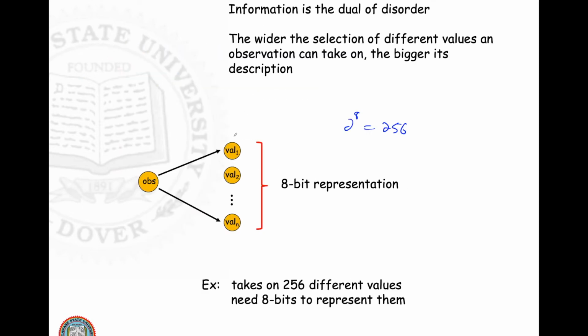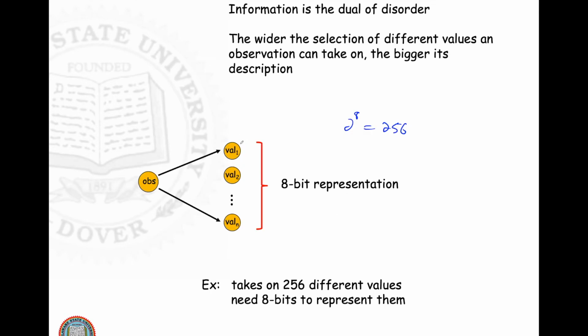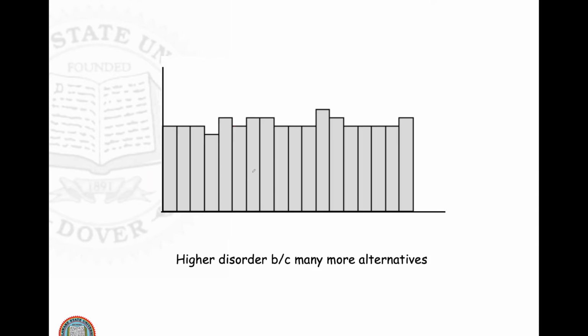And so this idea of the descriptive length is what we talk about when we represent the particular observations that a variable can take on. You have higher disorder in a system because you have many more alternatives that a measurement can take on. And so here we have a uniform distribution. As a roughly uniform distribution, you have, for the most part, equal representation of all the different values. If this is value 1, value 2, up to some large number of values, value n, with this uniform distribution over different values, there are going to be many more alternatives that it can take on.